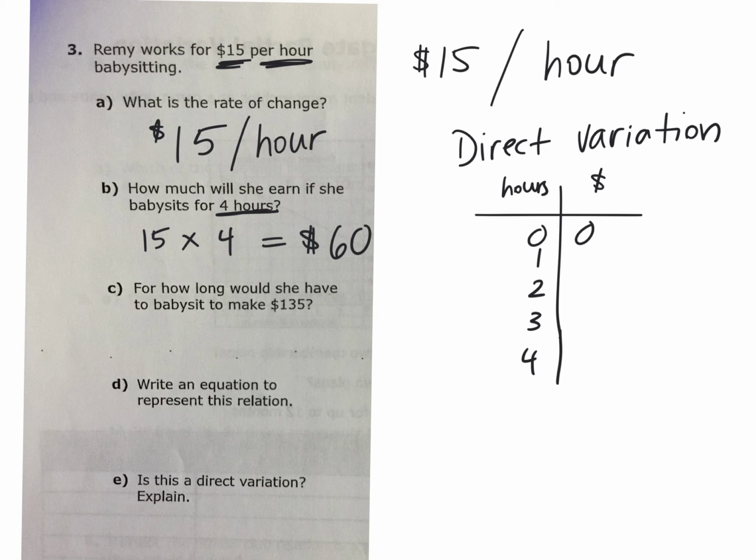Now, this one's a little more tricky. How many hours would she have to work if she made $135? You have to do the opposite of multiplication. How did you get that?